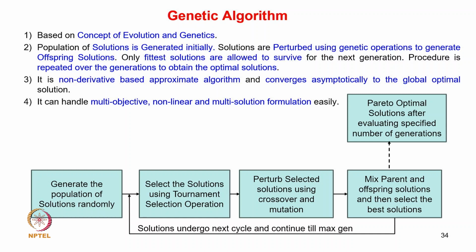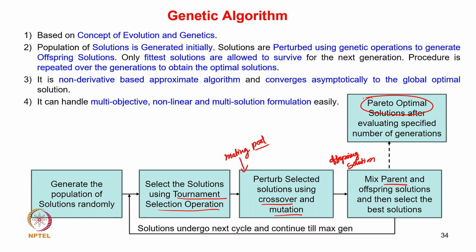The genetic algorithm is based on the concept of evolution and genetics. Initially, a population of solutions is generated randomly, and this initial population undergoes the tournament selection operation, isn't it? That gives you a mating pool, and then solutions are selected from this mating pool and undergo crossover and mutation operations. These give you offspring solutions, which are then mixed with the parents, and the best solutions are transferred to the next generation. We perform this cycle for several iterations, finally giving you the Pareto optimal solution.